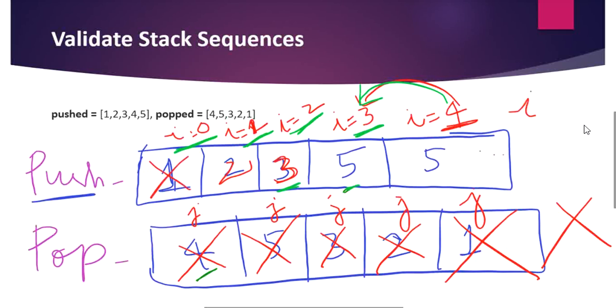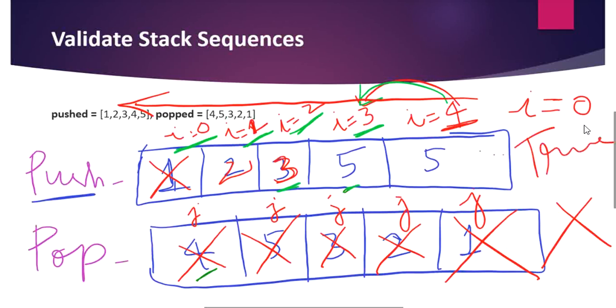If I is equal to 0, that is I completely reverse iterated to the starting of the push element, which means all the elements in push are popped. In this case it is true. So this will help us not to use the external stack and complete the operation in the given push array itself, and obviously works in constant space.